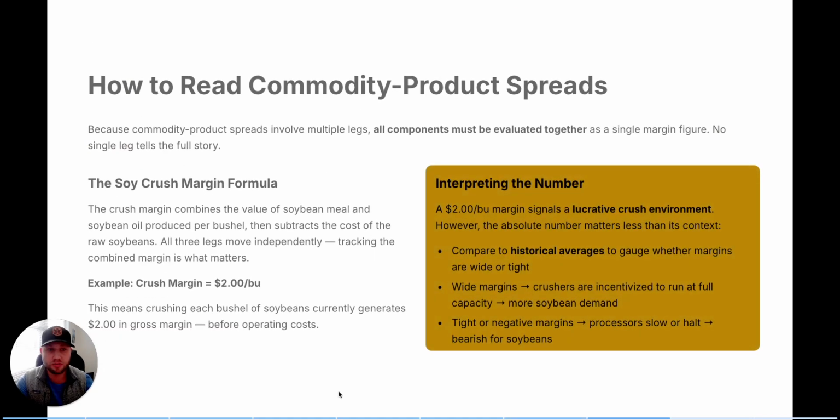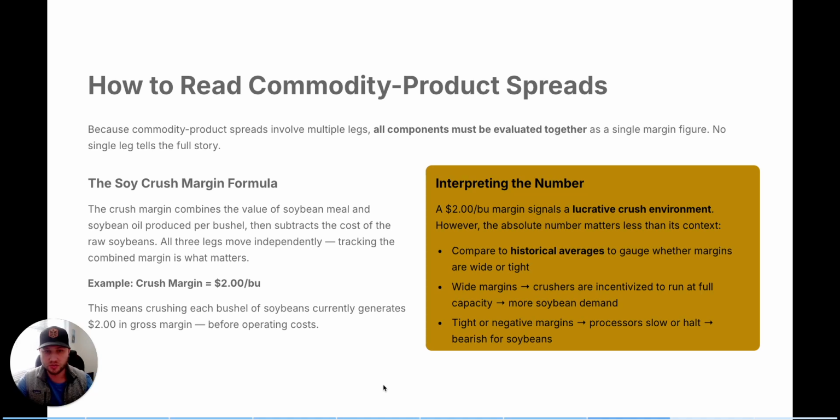Okay, so how do we read this one with the multiple legs? All of the components really have to be evaluated together as a single margin. You can't just look at whether soybean prices are up when you're looking at a crush spread. You need to look at the soybeans, the meal, and the oil, and what that margin is showing you, to get the full story about what's happening.